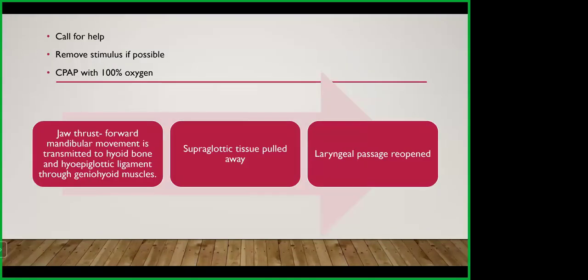So after recognition, you should call for help and remove any stimulus if possible, which is not possible in most scenarios as the jaw is tight. If it is possible, then you can insert an oral or nasopharyngeal airway, give jaw thrust, and CPAP with 100% oxygen. Whenever you are giving jaw thrust, the pressure is transmitted through the geniohyoid muscle to the hyoid bone and hyoepiglottic ligament. With this, the supraglottic tissue is pulled away and the laryngeal passage is reopened.